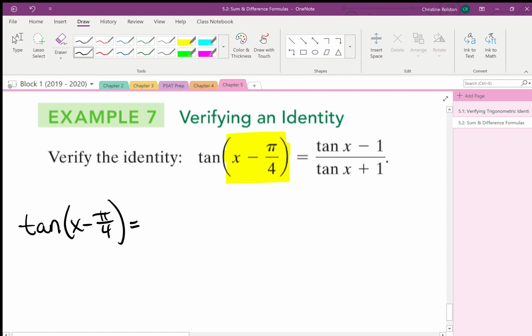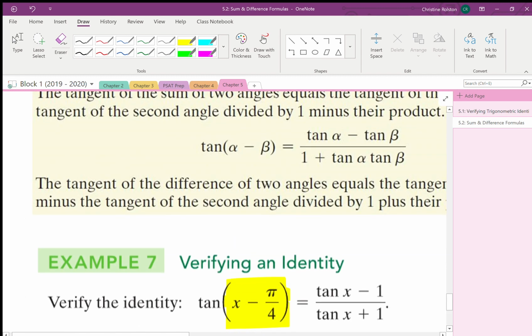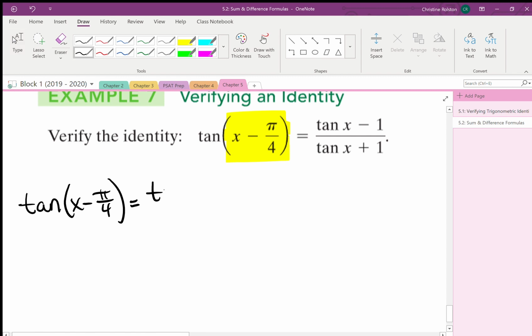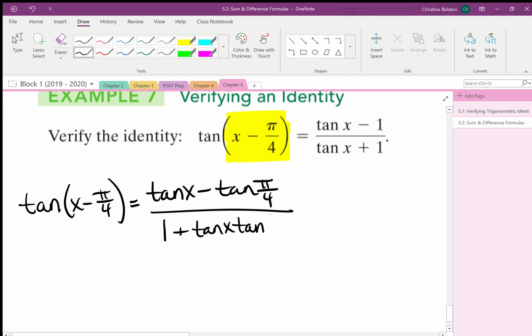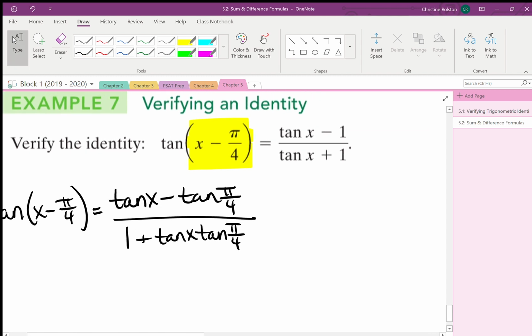So we're going to do the tangent difference formula, right? That we just have up here. So it's going to be tangent of my first angle, which is x, minus tangent of my second angle, all over 1 plus tangent x tangent of pi over 4. I'm going to simplify all my pieces.